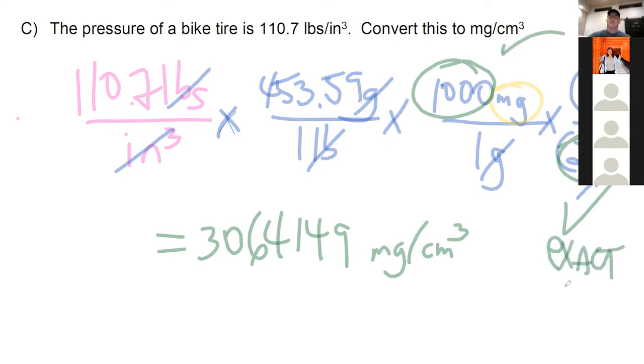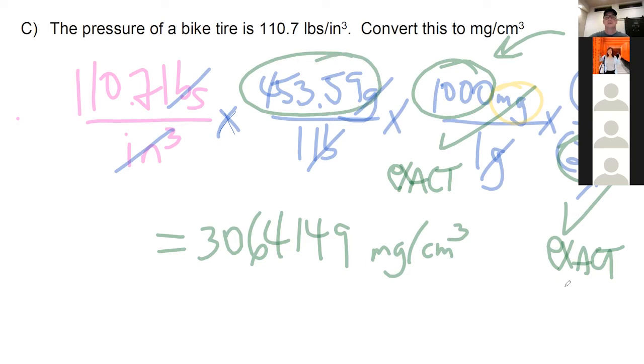What about this one? What about that number? How many significant digits are there in 1,000 milligrams per gram? Wouldn't that also be exact too? That's right. That is also exact. That's a definition. So that's also an infinite number of significant digits. So that's fine too. And here we have 5 significant digits. So we're good. So you're right. We should use 4 significant digits.